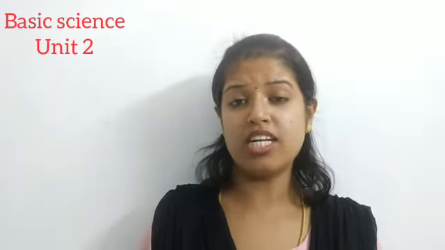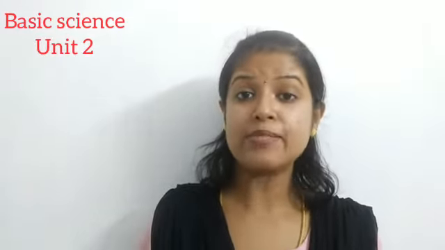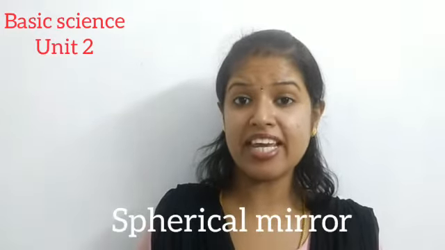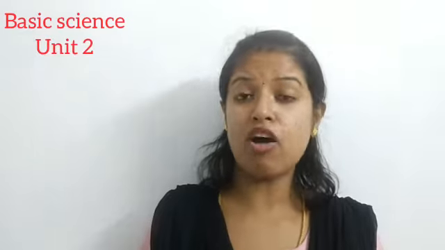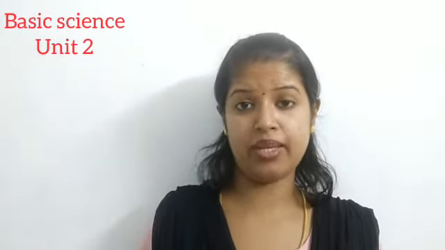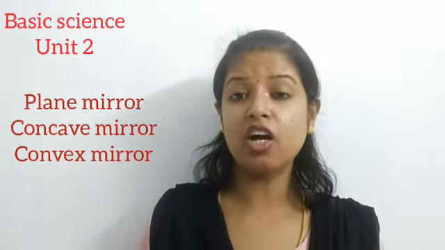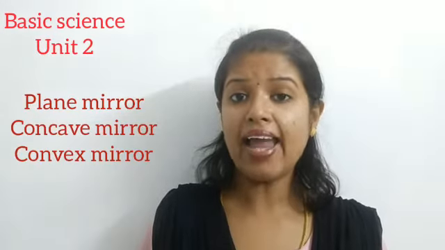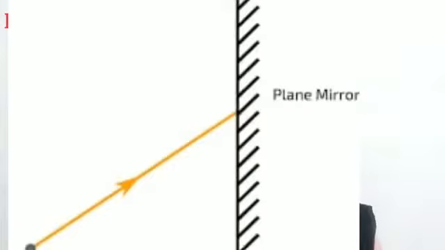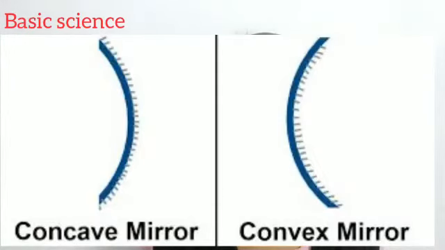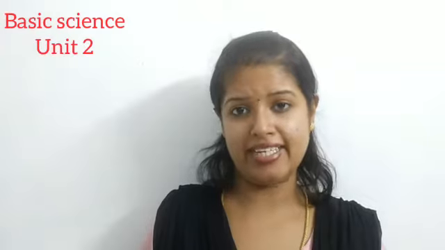Now next one, children, is about spherical mirrors. Spherical means round mirrors, and this is of three types: plane mirror, concave mirror and convex mirror. This is the picture of plane mirror, this is the picture of concave mirror, and this is the picture of convex mirror.